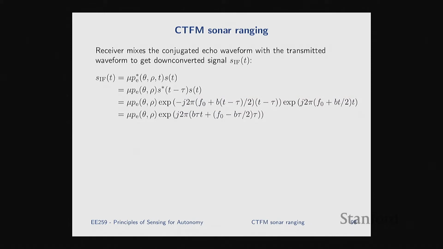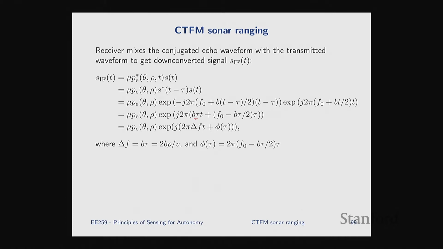Some terms cancel out, but what you're left with is, of course, the mu, which is the gain of the amplifier, and this echo amplitude just carries over. But we're concerned with the time dependency of it, right? So what you get at the end of the day is e to the j2 pi. Let me go one step further.